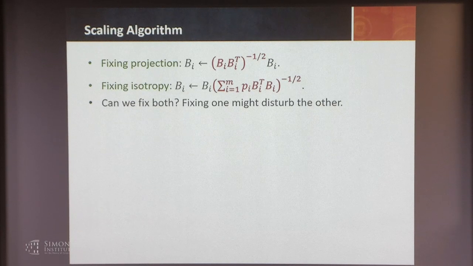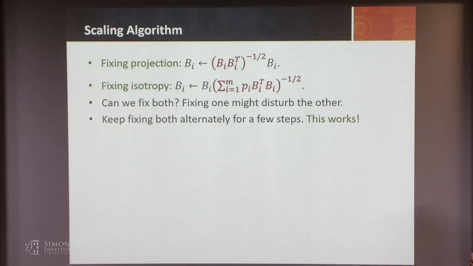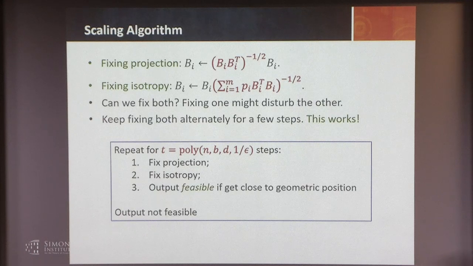So, if you fix one, you disturb the other. But again, just keep doing this alternately. And we're going to show that this works. Why? Because this is essentially capacity, right? Brascamp-Lieb is constantly saying, well, call me capacity, right? And so we're going to show that this algorithm of fixing projection and isotropy will work, okay?